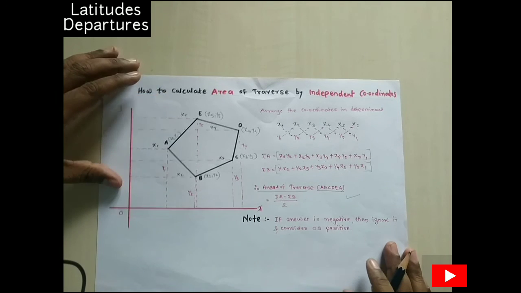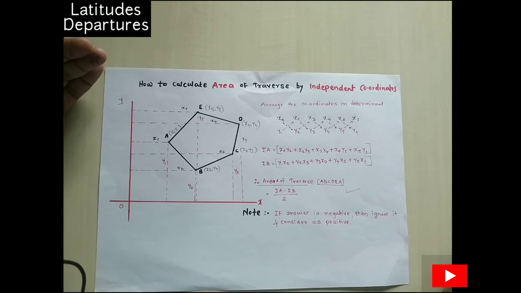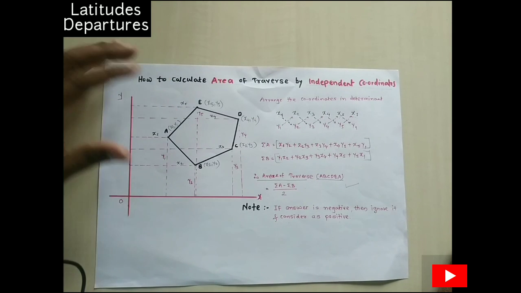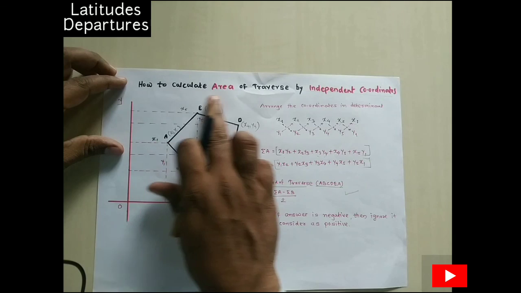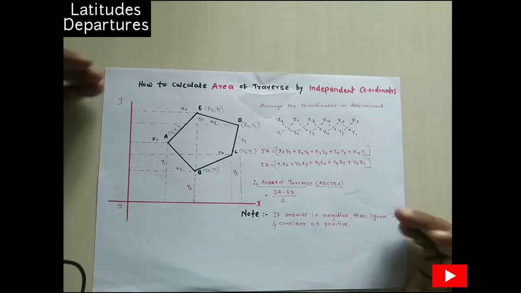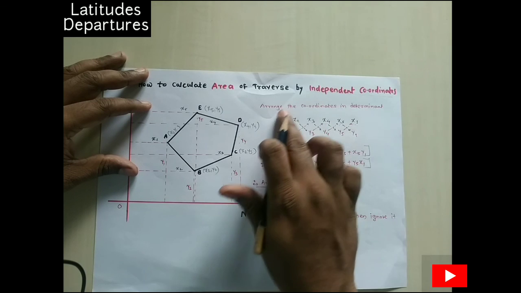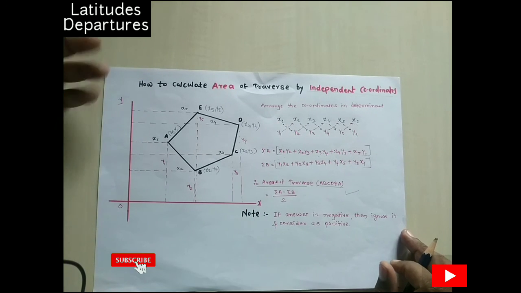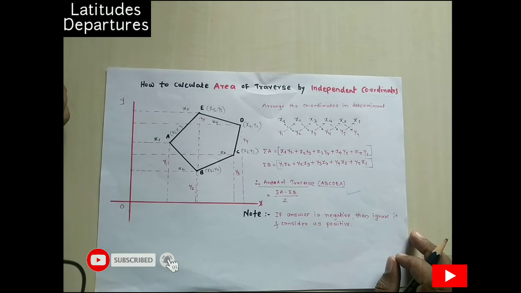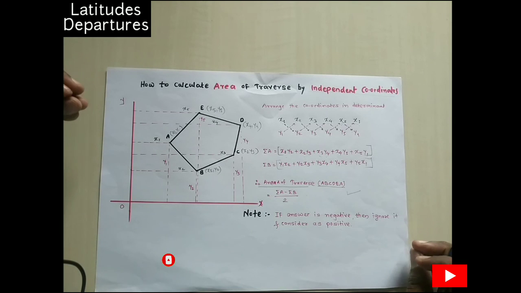So this is all about the consecutive coordinates, that is latitude and departure, and the independent coordinates, that is total latitudes and total departures. Again we saw how to calculate the area of the closed traverse by using the independent coordinates. So remember this thing. Okay. In the next lecture we will see how to calculate the area of a closed traverse by using the actual values.